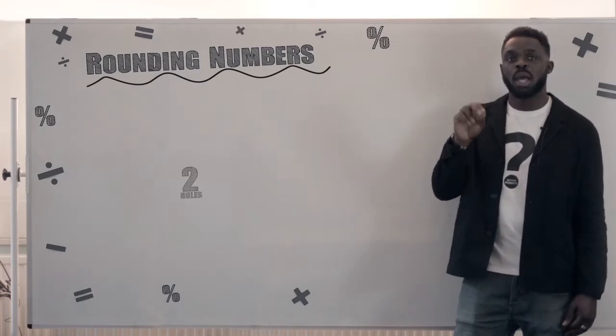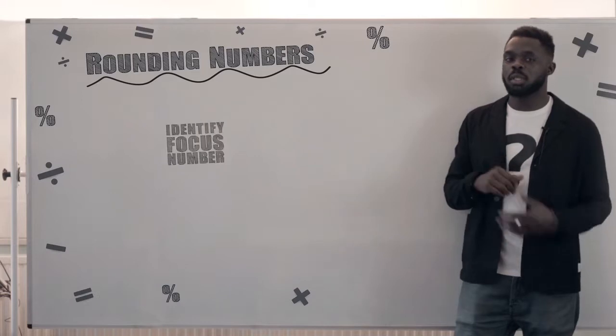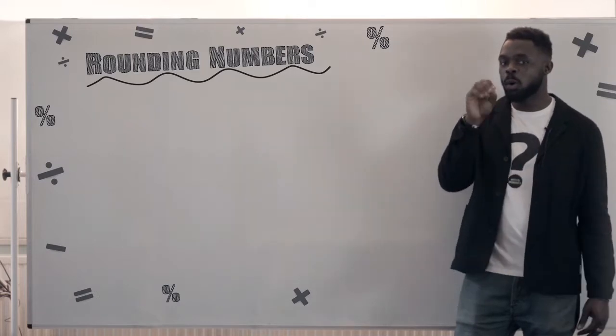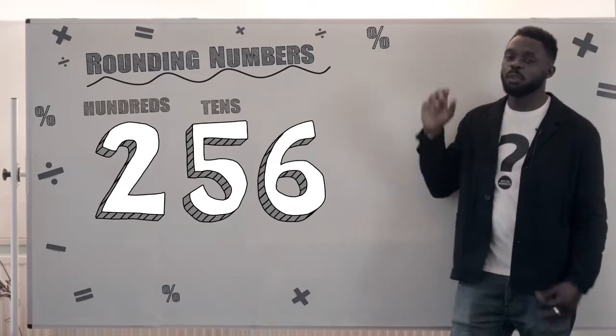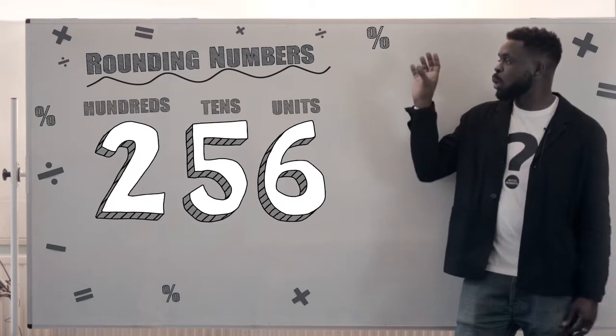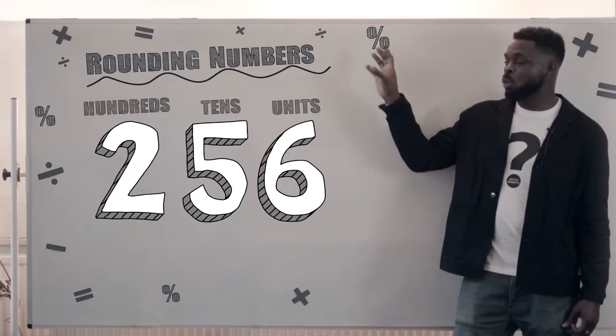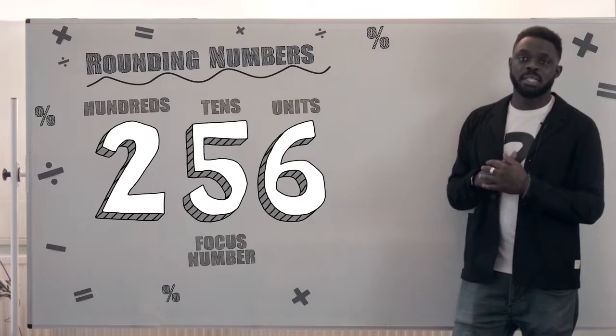Rule number 2, identify your focus number. Now your focus number, of course, is given to you in the question. So where we ask for the nearest tenths, what we've seen is the 5 is in the tenths column.